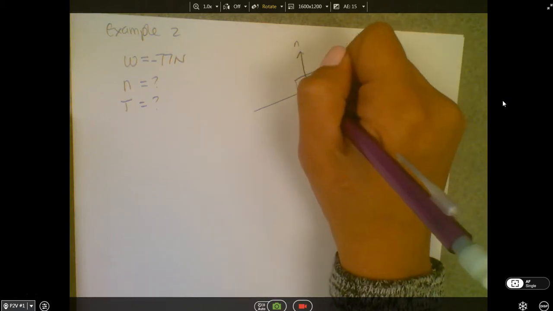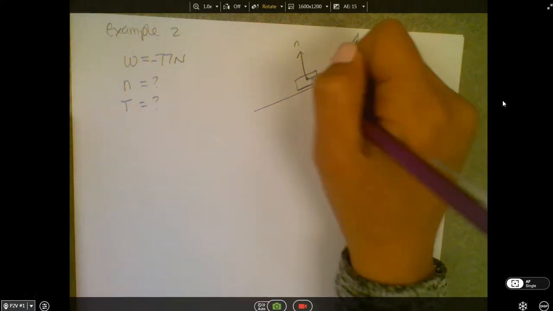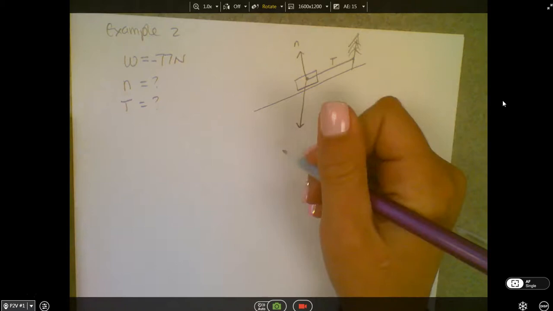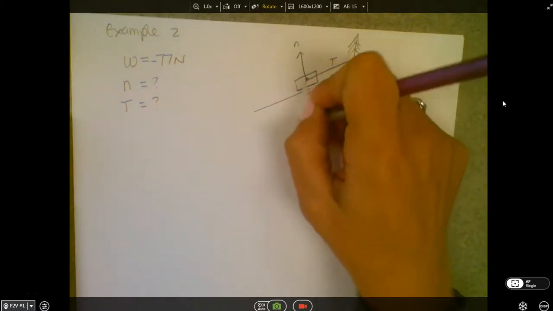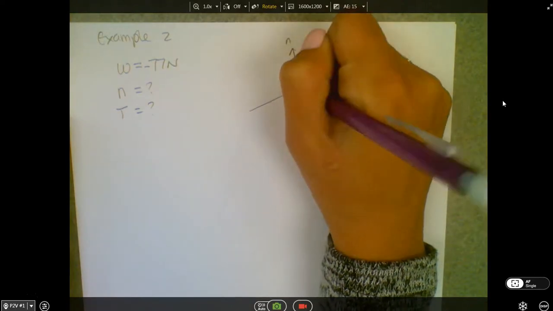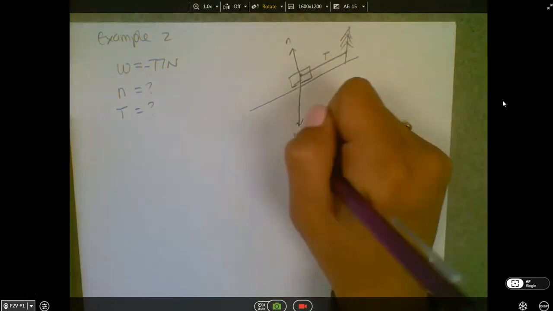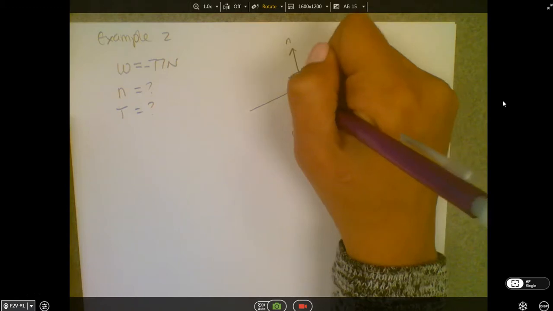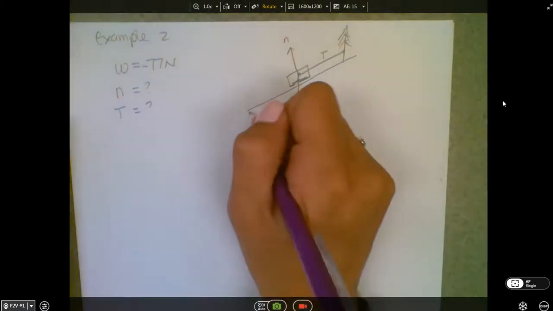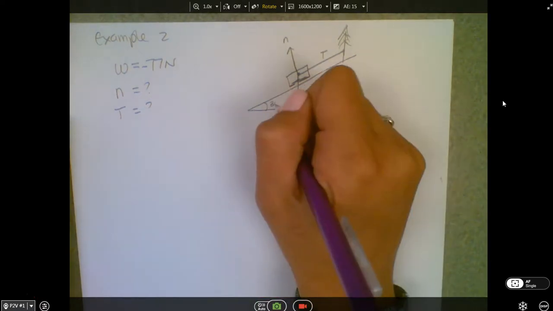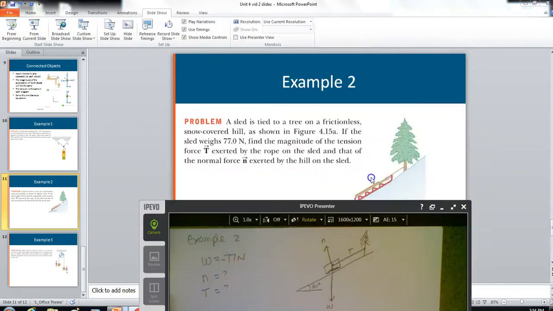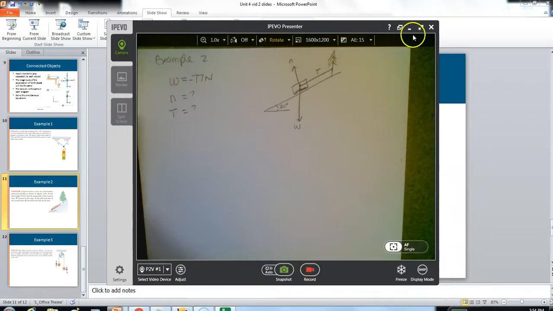Weight pushes down, so this is kind of acting like my free body diagram, but I will draw one on the side also. Weight is pulling straight down. It doesn't pull down the hill, it pulls straight down. Make sure that looks straight. So it pulls straight down. So this is my weight, and it's frictionless, so that's it. That's all of my forces. Now it says that this hill is, I believe, 30 degrees. Let's make sure. Yeah, 30 degrees.